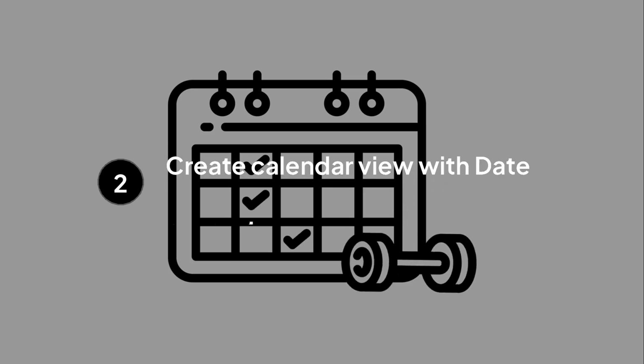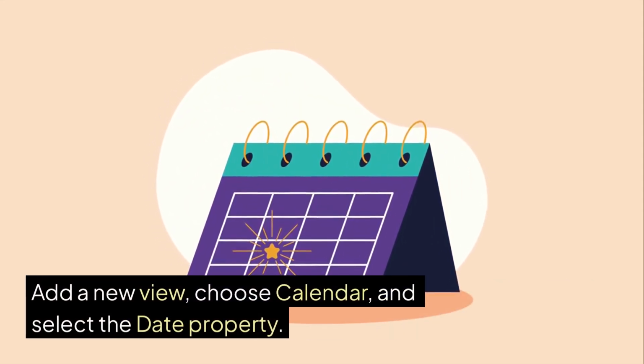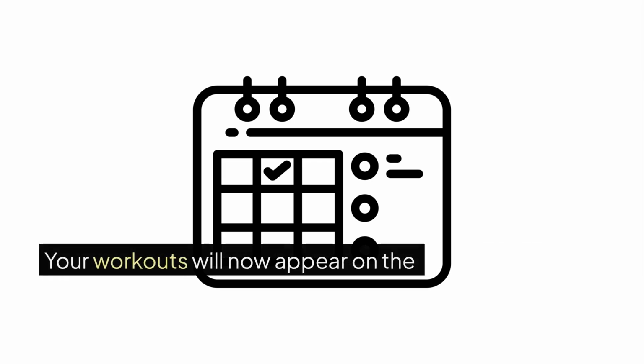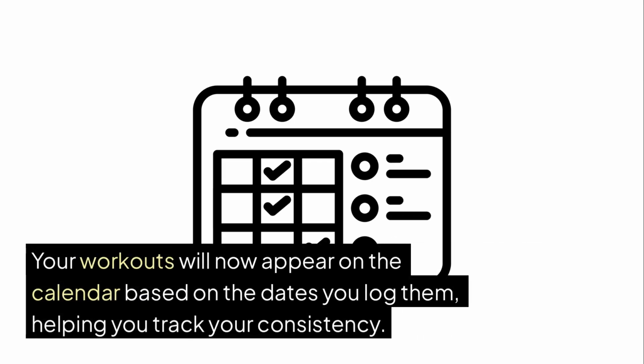Finally, create a calendar view to track your workout schedule visually. Add a new view, choose Calendar, and select the Date property. Your workouts will now appear on the calendar based on the dates you log them, helping you track your consistency.